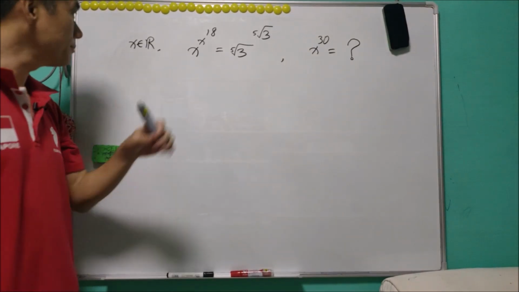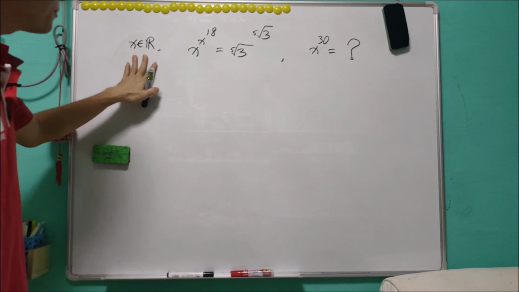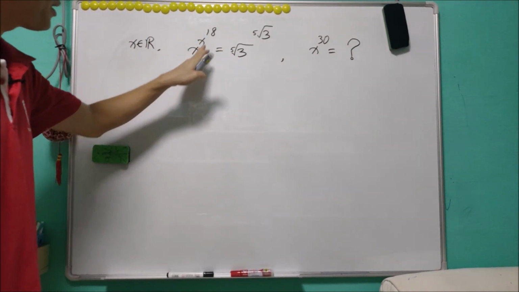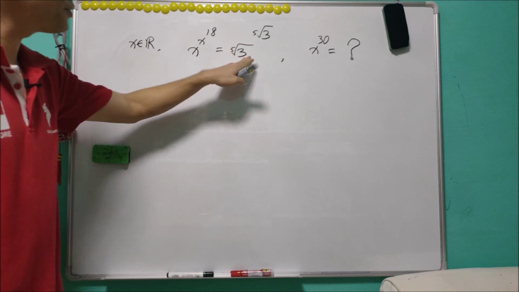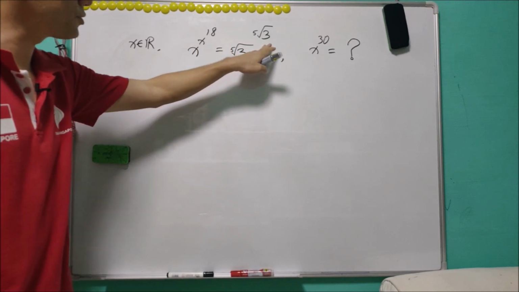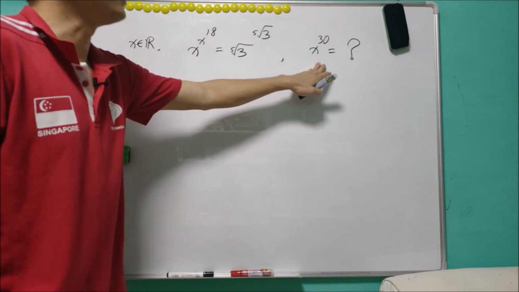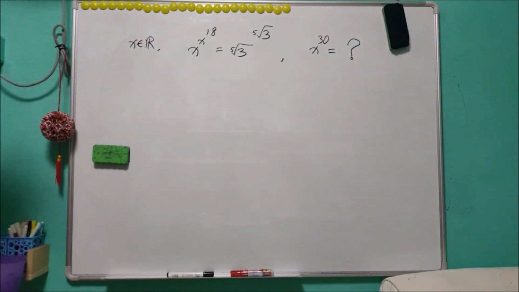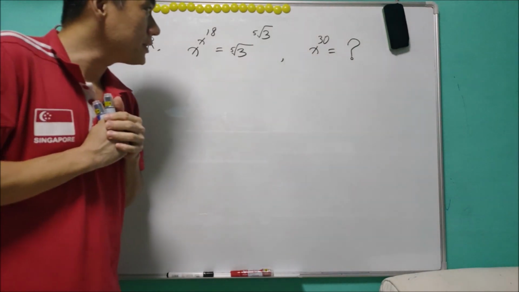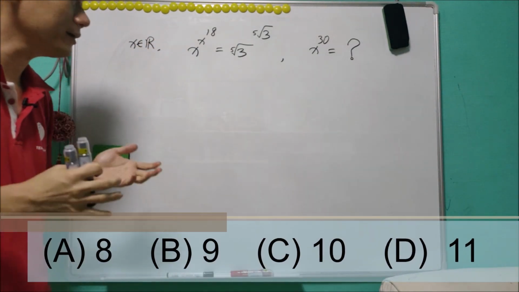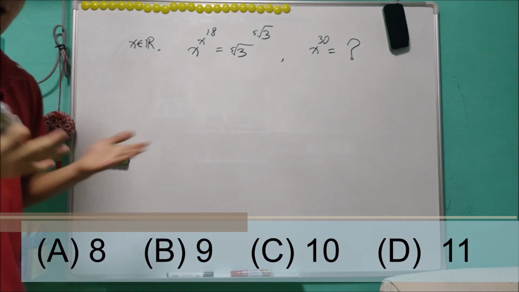So for today's problem, we are given that x is a real number satisfying this equation: x to the power of 18 equals the fifth root of 3 to the power of the fifth root of 3. Then we are asked to find the value of x to the power of 30. Interestingly, x to the power of 30 is an integer. It may be 8, 9, 10, or 11. What do you think?